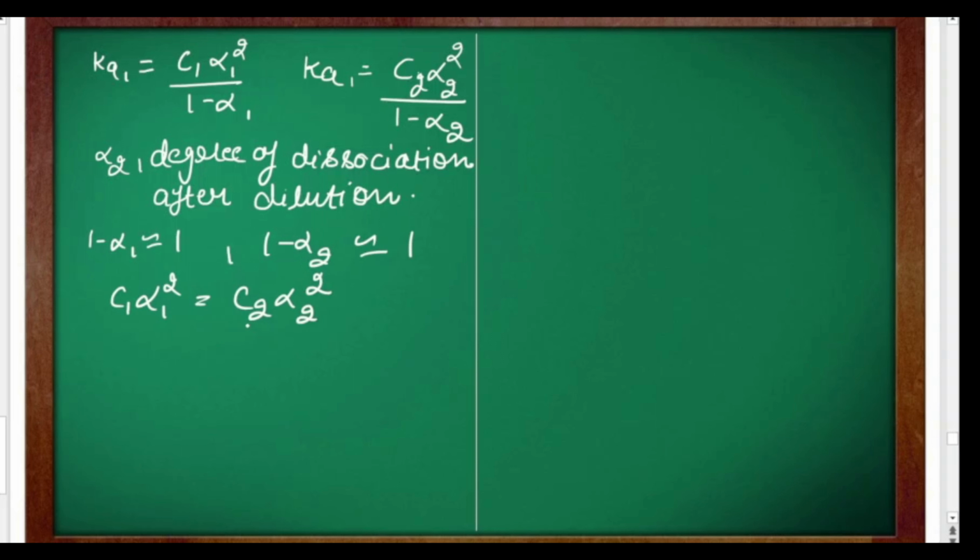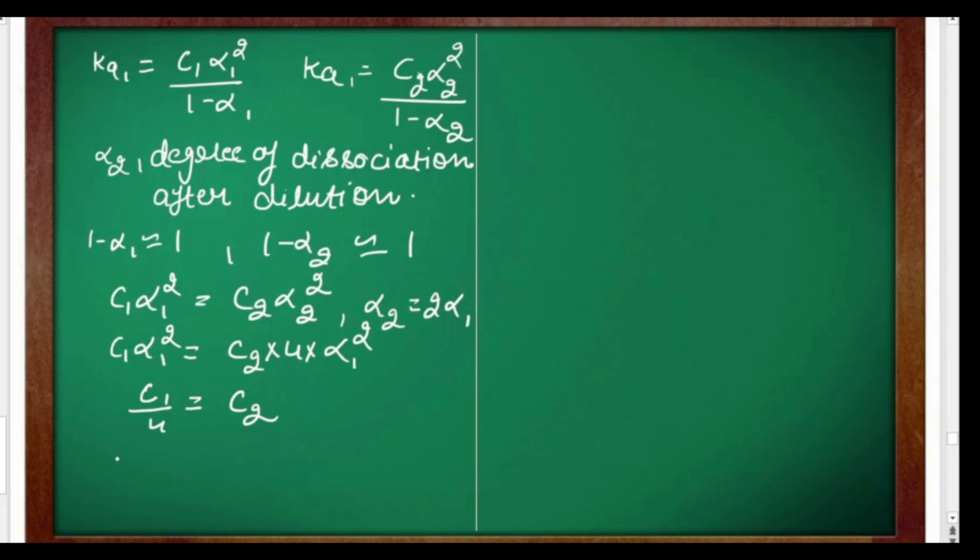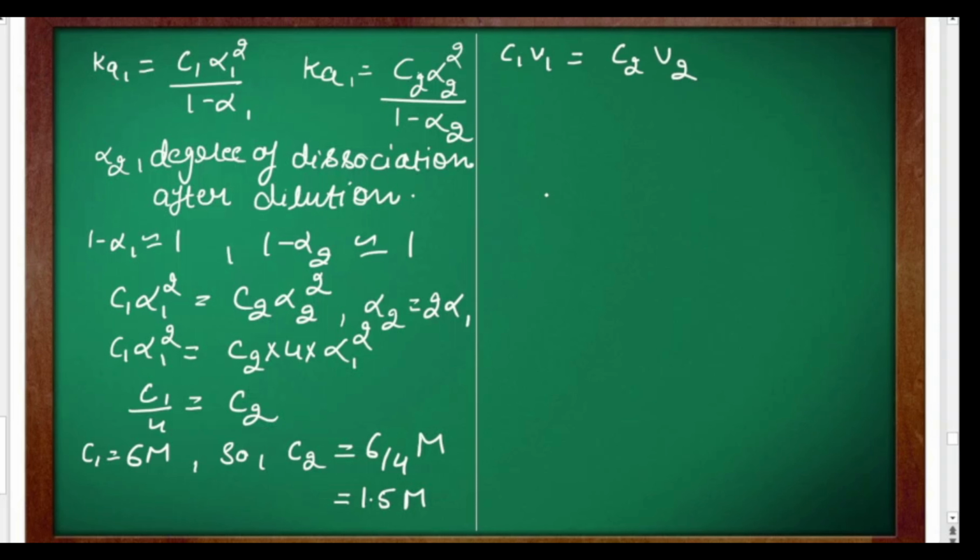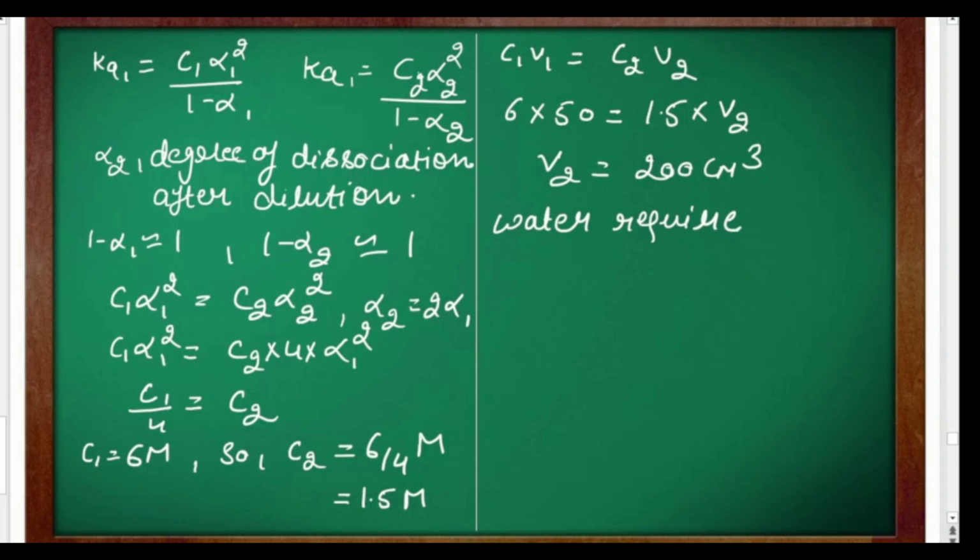On putting the alpha 2 value, we get concentration of ammonia after dilution is initial concentration of ammonia divided by 4. C1 is equal to 6 molar, C2 is 1.5 molar. Number of moles of ammonia remains the same before and after dilution. C1V1 equals C2V2. On solving, total volume comes out to be 200 cm³. Water required to double the percent conversion of ammonia into ammonium ion is 200 minus 50, equal to 150 cm³.